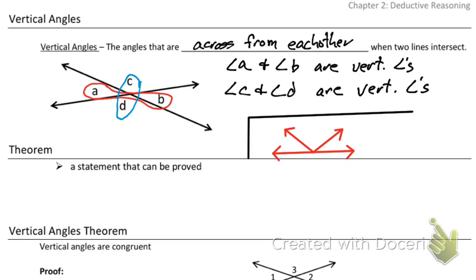1 and 2 are not vertical angles. Does anyone want to venture a guess why those aren't vertical angles based upon the definition? It's kind of hard to see. Because it's not two lines intersecting. In fact, when you saw me making this, I had to make 1, 2, 3 lines.